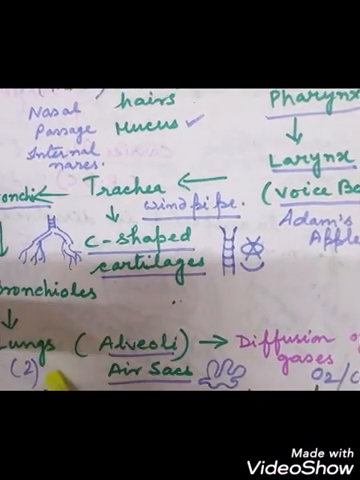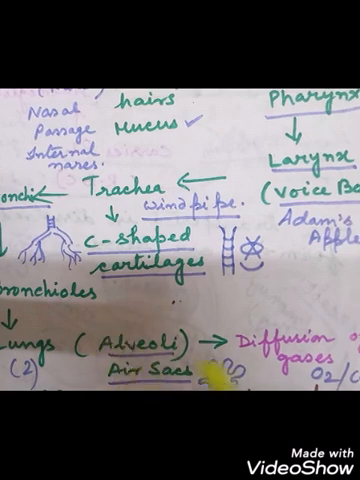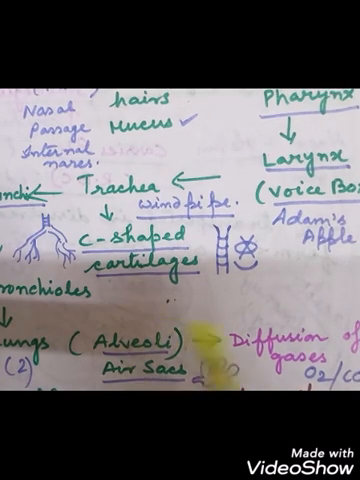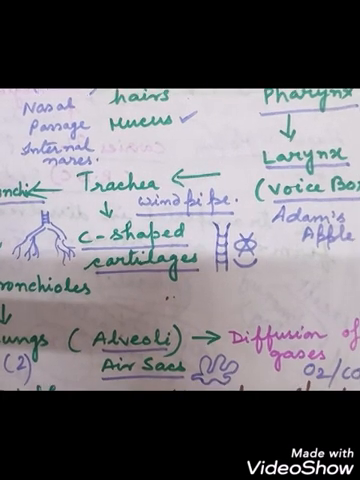From bronchioles it goes to the lungs. It will reach the alveoli, where diffusion of gases will take place. Now here lies the importance of alveoli, where you can see the diffusion of gases will take place in the alveoli. So what is this diffusion?